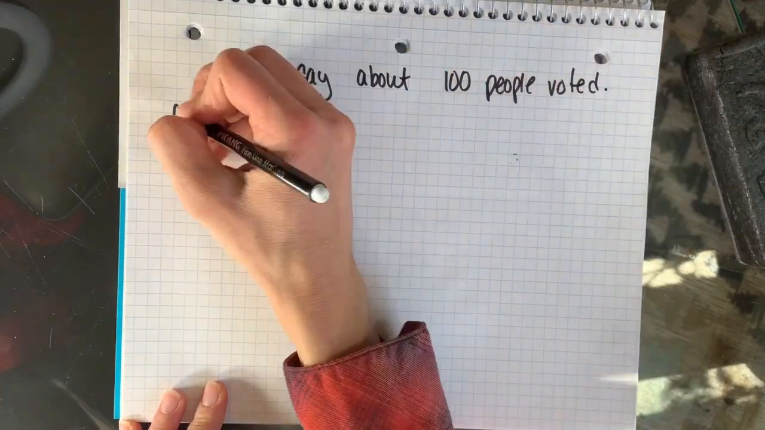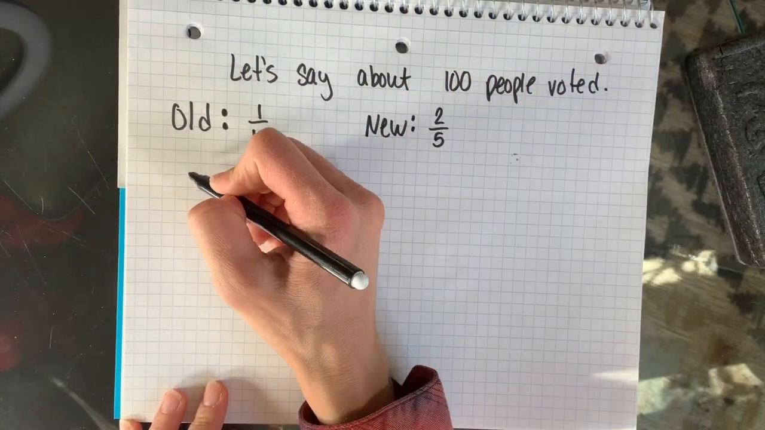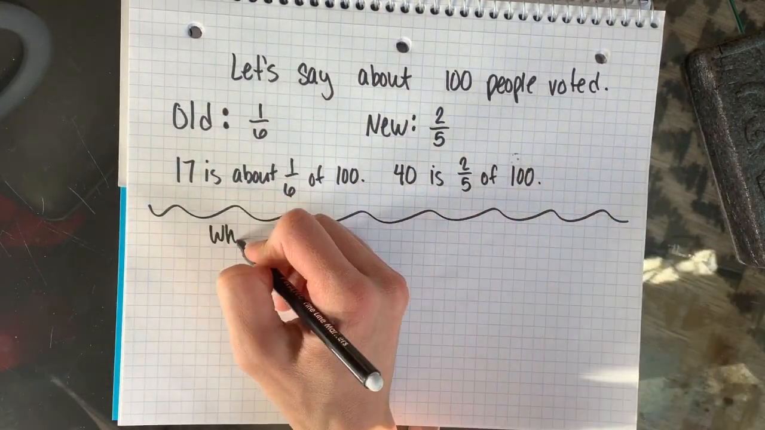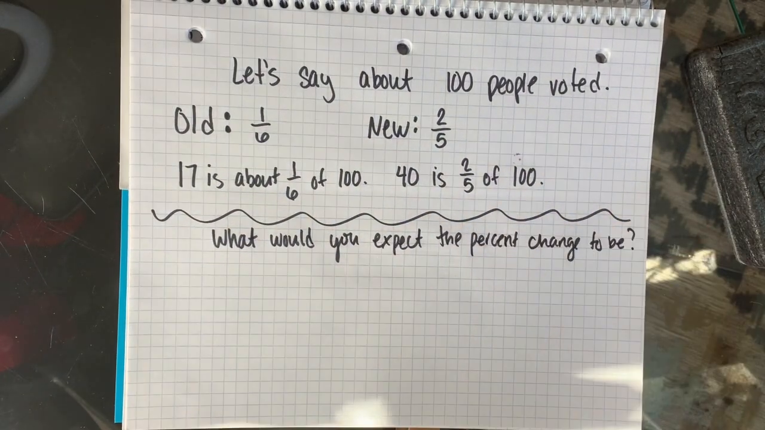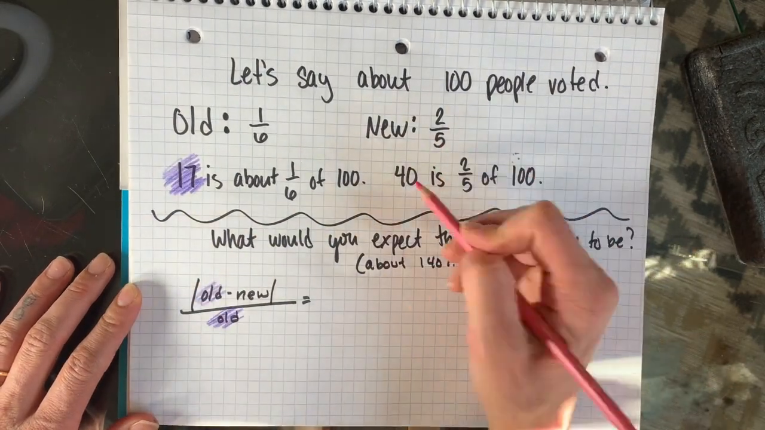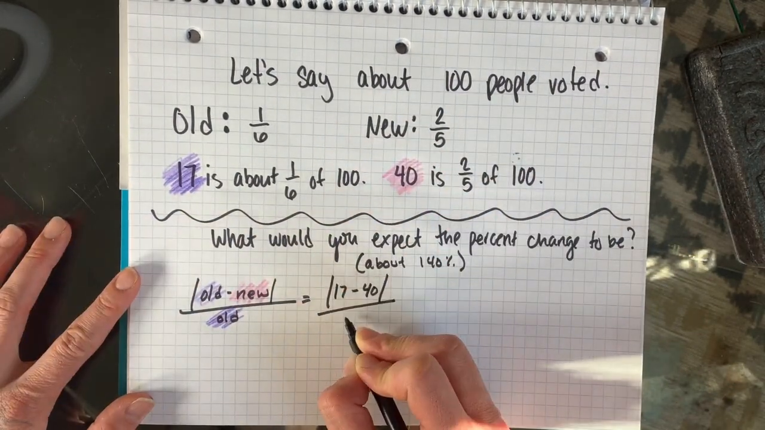Let's say about 100 people voted. 1/6 of 100 is about 17, and 2/5 of 100 is 40. What would you expect the percent change to be from 17 to 40? It should be about 140%, just like we saw with the fractions.